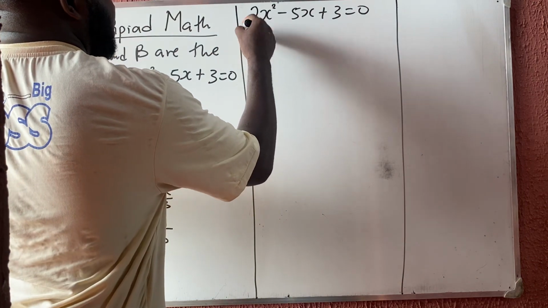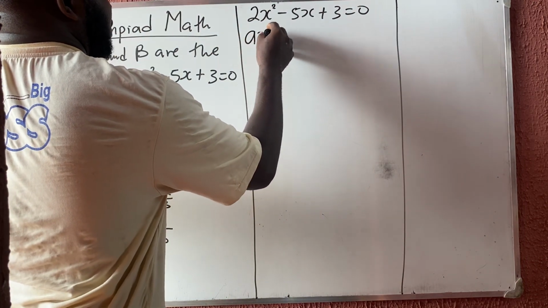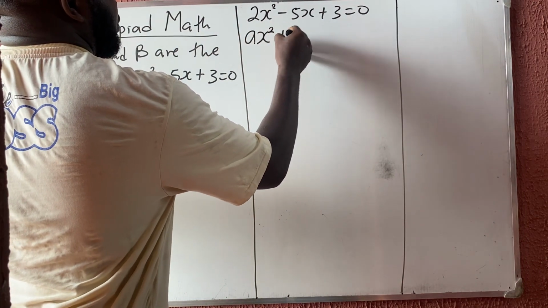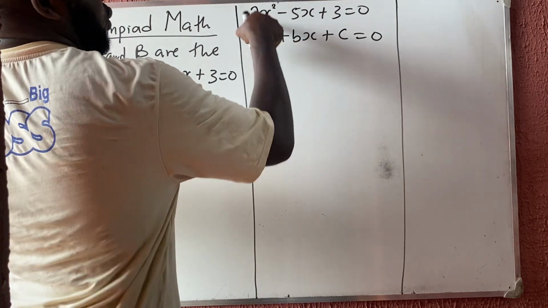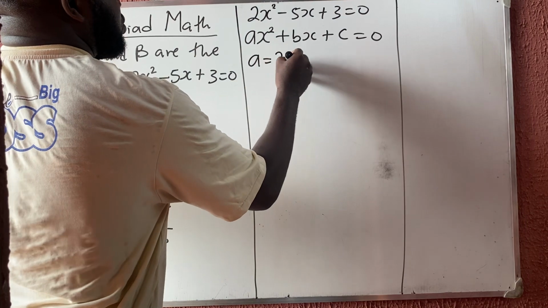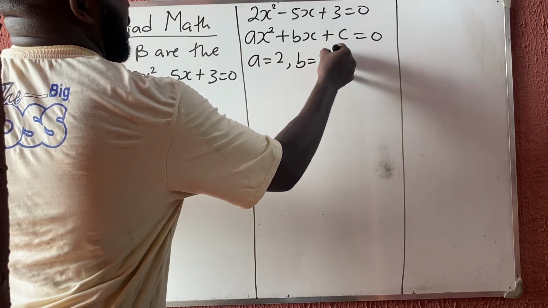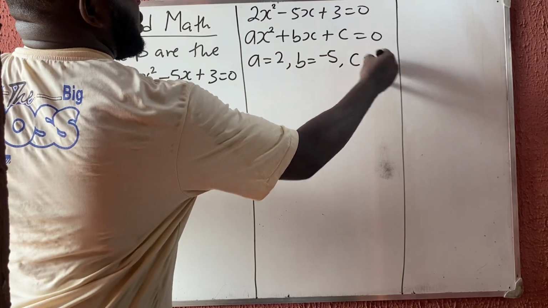This shows that if you write the general form of a quadratic equation, I'm going to have ax squared plus bx plus c is equal to 0. So if you compare, you see that your a is equal to 2, your b is equal to minus 5, and then your c is equal to 3.